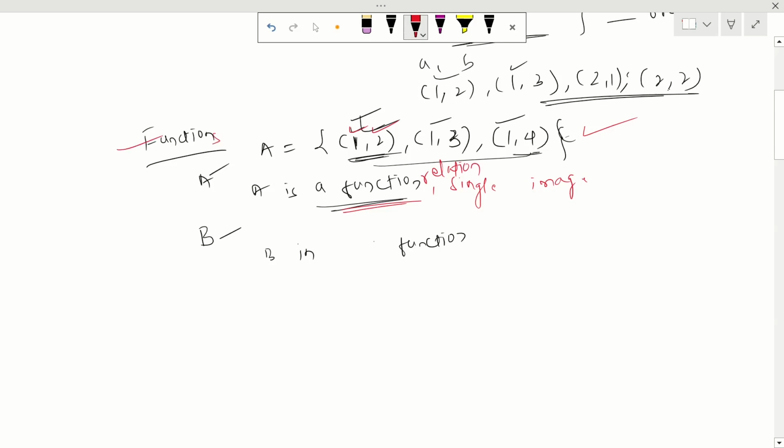So what are functions? A special type of relation is nothing but a function. Special types of relations are called functions.